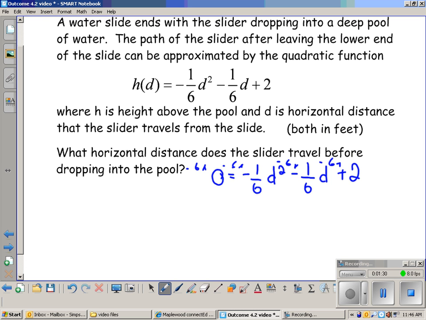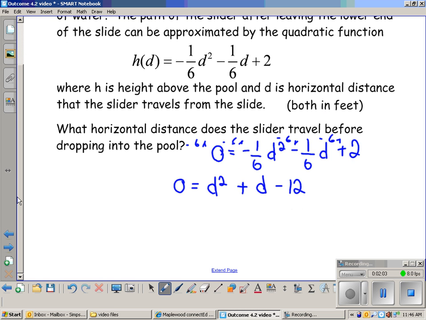Negative 6 times 0 is still 0. Negative 6 times negative 1 is positive 6, divided by 6 is 1. So we end up with just d squared from that first term. In the next one, negative 6 times 1 is negative 6, divided by 6 is positive 1. So plus d. And negative 6 times 2 is negative 12. This is a much nicer equation to be working with. To solve this quadratic equation, we need to factor the right-hand side.